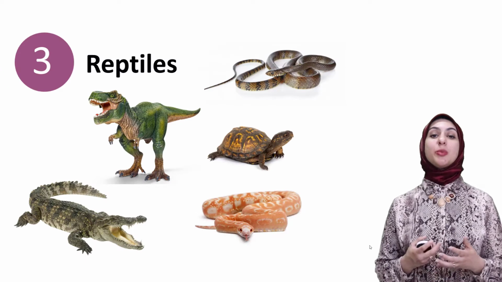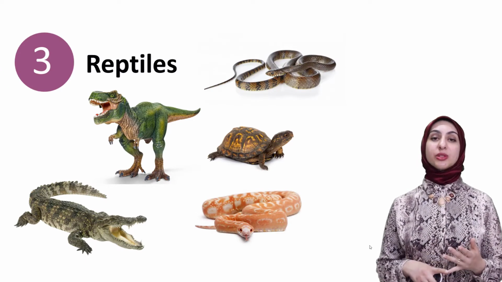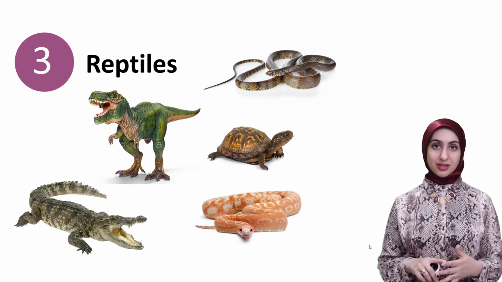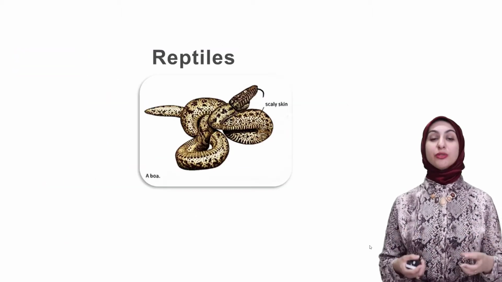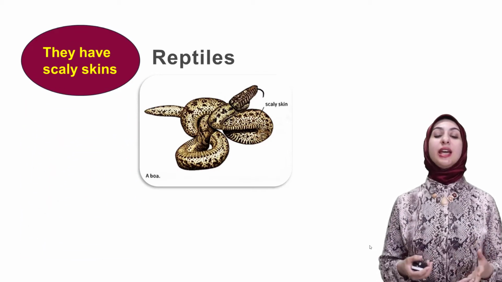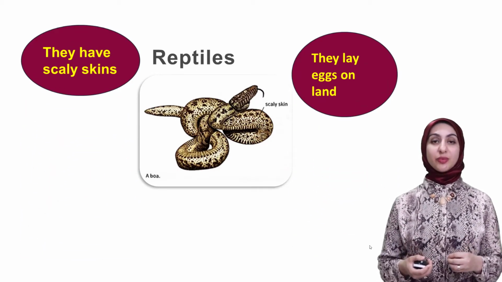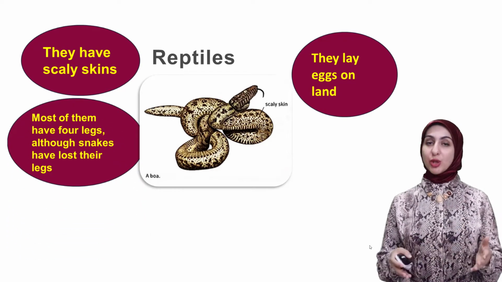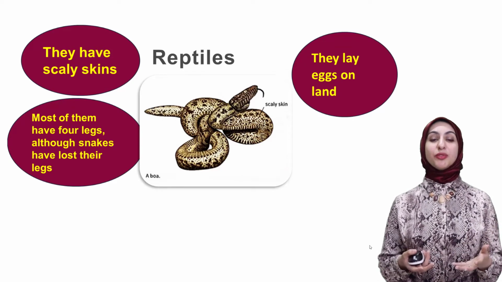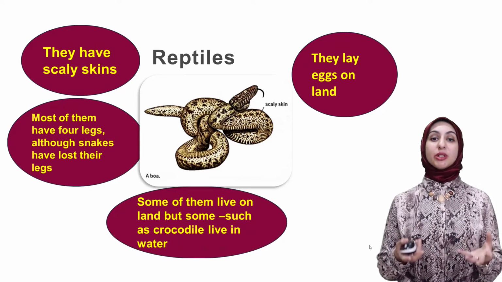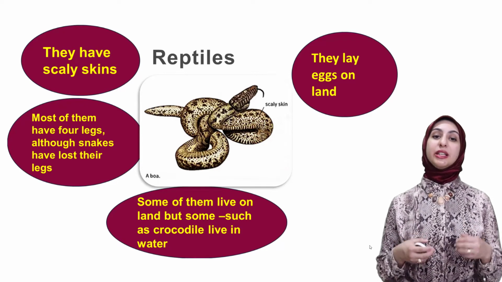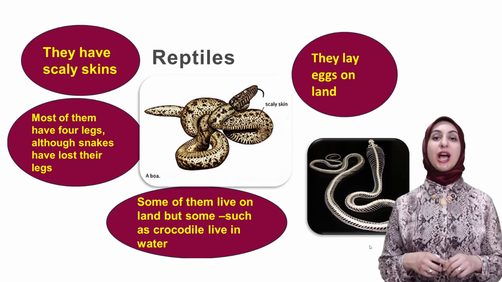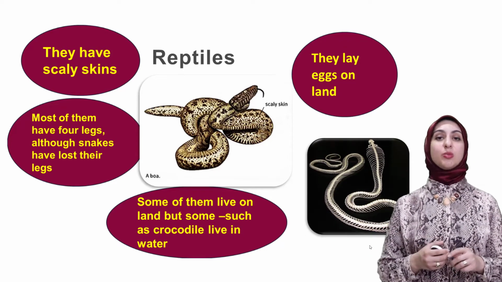The third group, reptiles, like crocodiles, dinosaurs, snakes, and tortoises. Reptiles have dry scaly skin. They lay eggs on the land. Most of them have 4 legs, although snakes have lost their legs. Some of them live on the land, but some, such as crocodiles, live in the water. And this is a skeleton of a snake which has a backbone along its body.